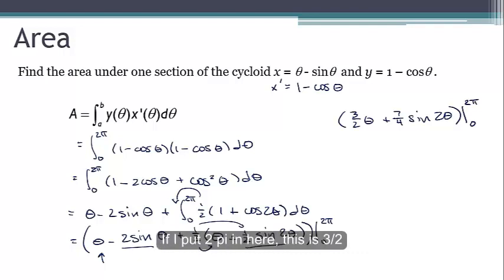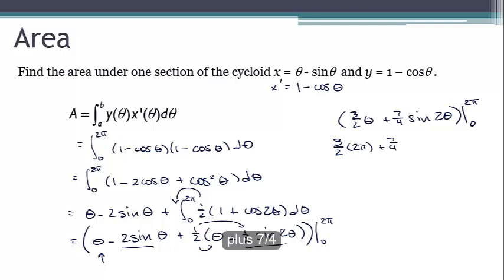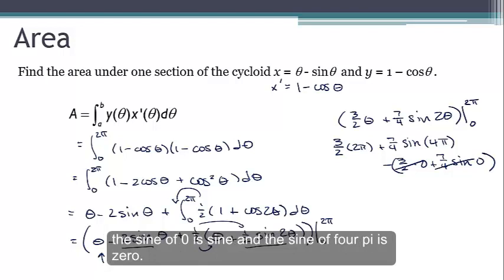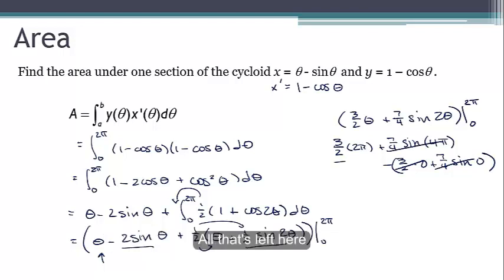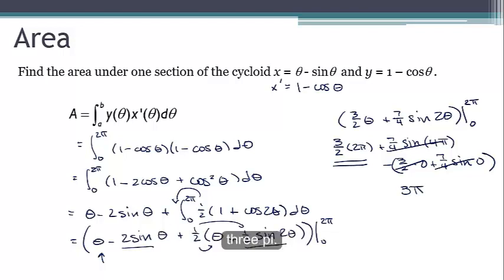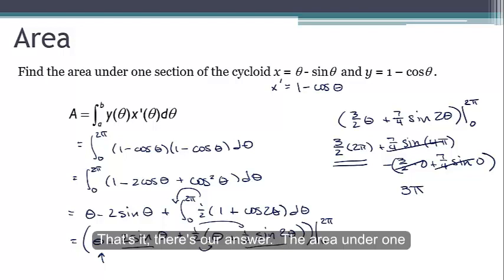If I put 2 pi in here, this is 3 halves times 2 pi plus 7 fourths sine of 4 pi, minus 3 halves times 0 plus 7 fourths sine of 0. And look, a lot of this is nice. Look at what happens here. Sine of 0 is 0. Sine of 4 pi is 0. All that's left here is this part. The 2's cancel, and we're left with 3 pi. And that's it. There's our answer: the area under one arch of that cycloid is 3 pi.